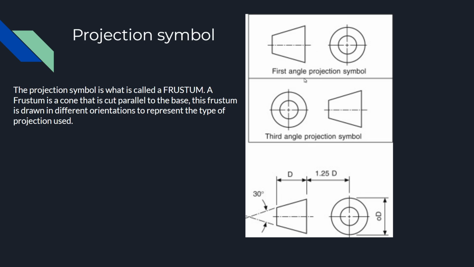So for first angle projection, you would have this part of the frustum being drawn first, and then the part with the circles here. And for third angle, it's basically switched around, right? So it's pretty easy to remember. It's not very difficult, and there's a calculation here basically that shows you how to draw the frustum. So we're going to go through that. It's not difficult.